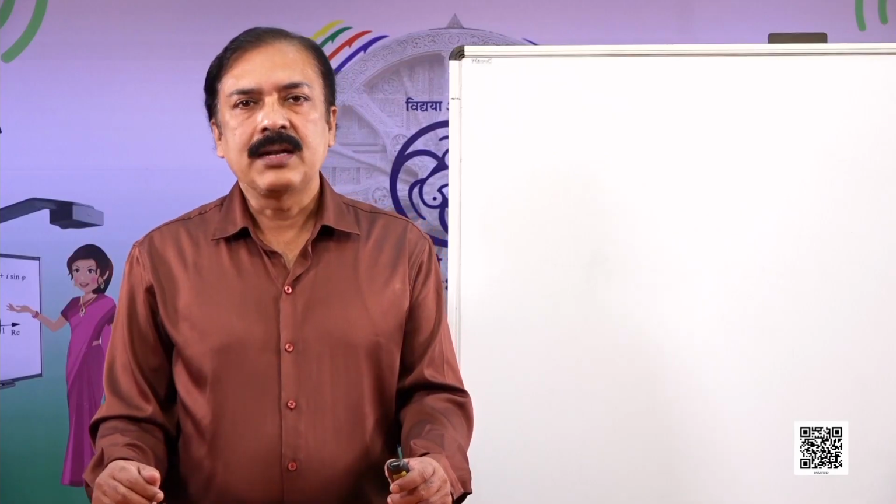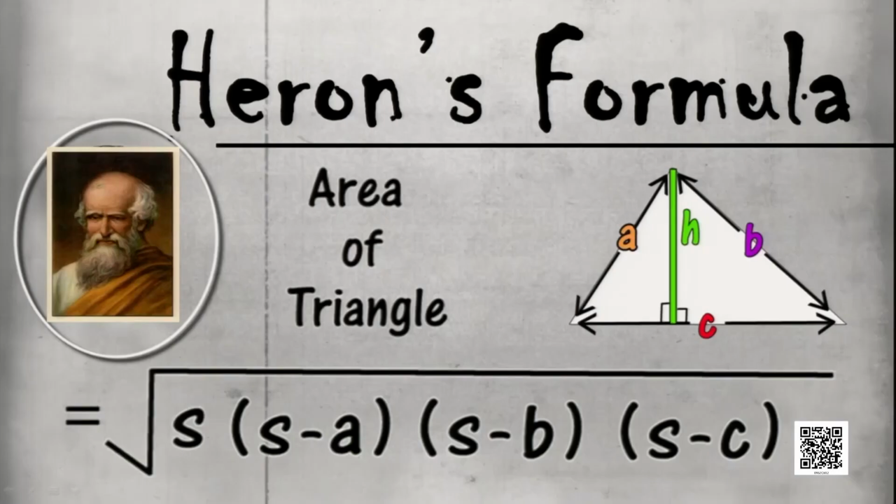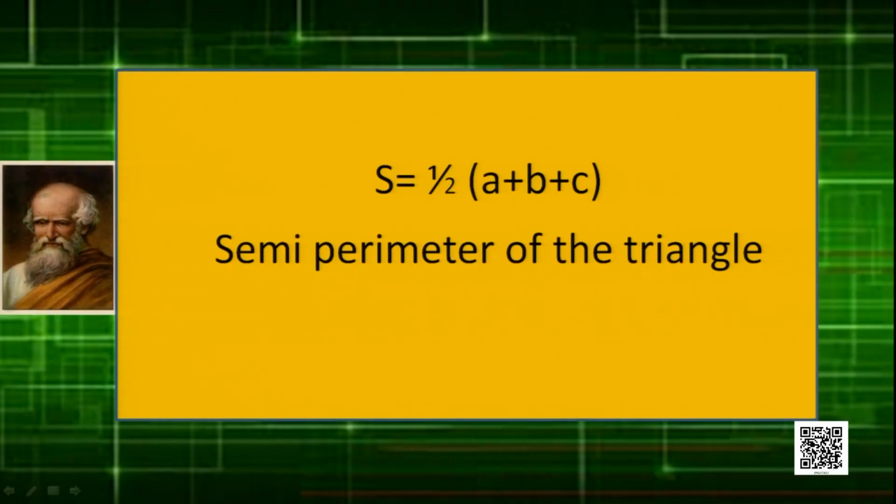What is Heron's formula? Let us recall it. Heron's formula says the area of a triangle is the square root of s into (s minus a) into (s minus b) into (s minus c). What is s? s is the semi-perimeter of the triangle. That means it is half of (a plus b plus c), where a, b and c are the lengths of the sides of the triangle.